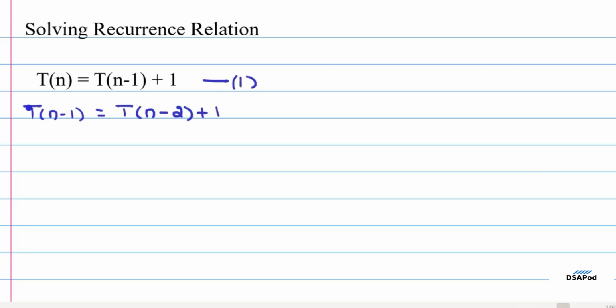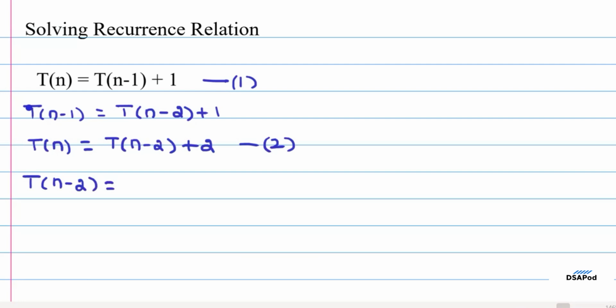Now substitute t of n minus 1 in equation 1. That leads to new t of n, that is t of n minus 2 plus 2. This is equation number 2. Now find t of n minus 2. That is, substitute n is equal to n minus 2 in equation 1.